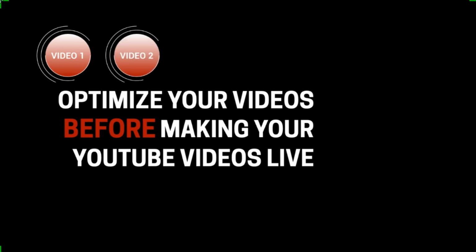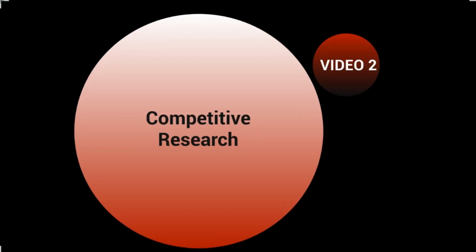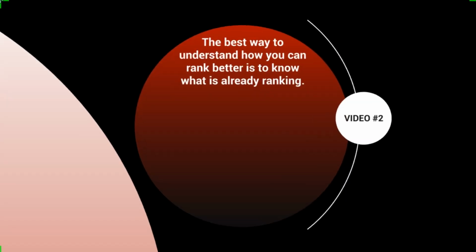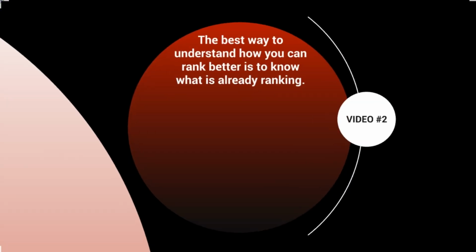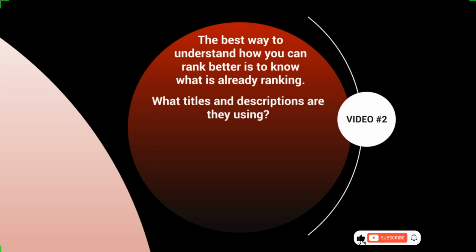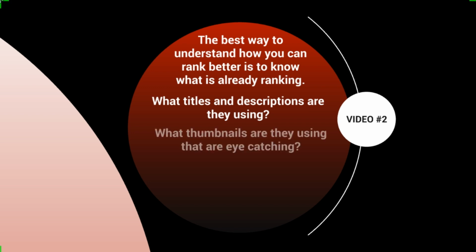Hello and welcome back. This is video number 2. So let's talk about competitive research. The best way to understand how you can rank better is to know what is already ranking in your niche or your market. So what we want to do here is analyze the videos that are on the top. I want you to specifically look at what titles and descriptions they are using, what eye-catching thumbnails they are using, and what the user experience is like when you click through those videos.